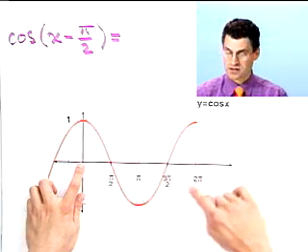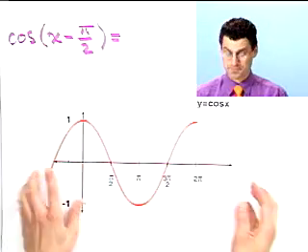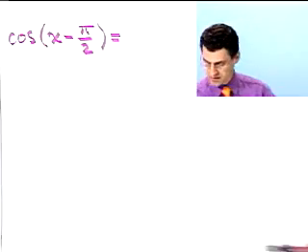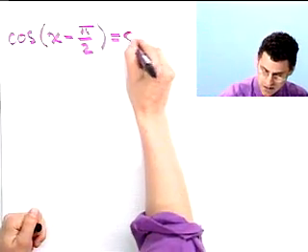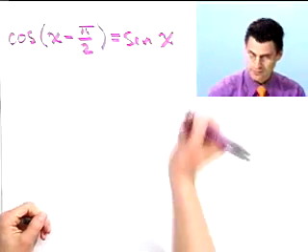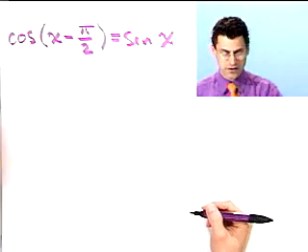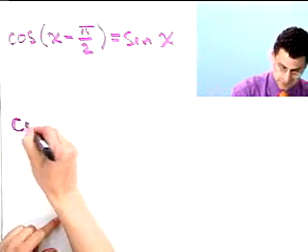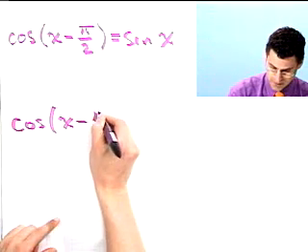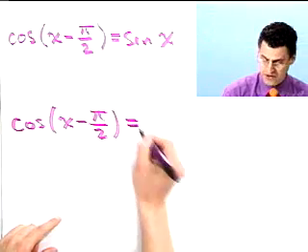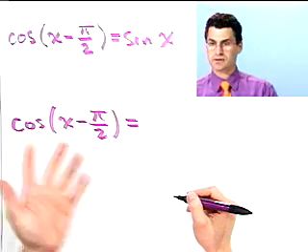I get the sine function. So in fact, this should be the sine function. So let's see if we can confirm that hunch. Let's see if that's really okay. Well, what would I do? Let's just take a look at cosine of x minus pi over 2 and use the difference formula for cosine to see what this would give me.